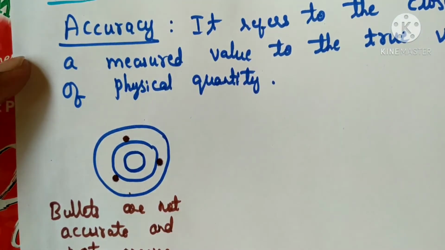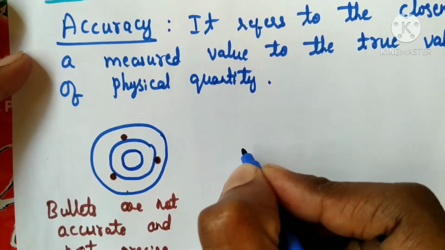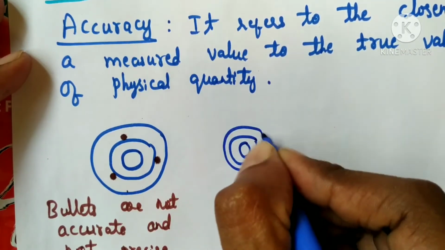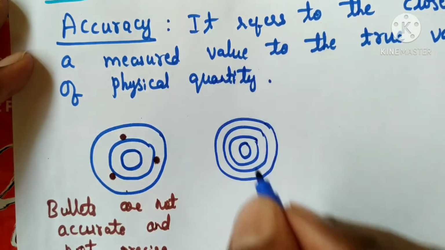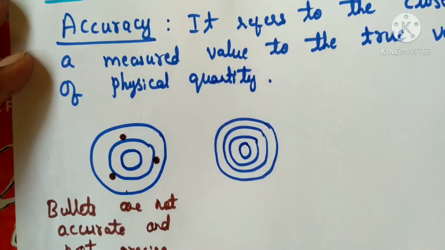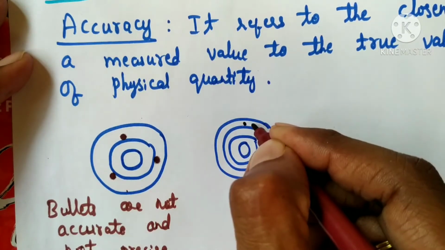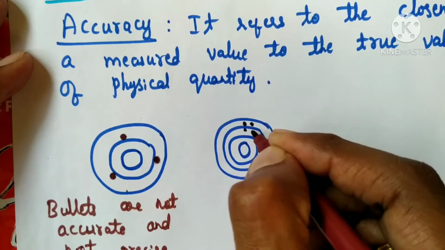So let me take another case. In the second case again I will repeat the same activity. Let us imagine this is a screen and this is a target. Okay, again I am sending the bullets from a gun. Okay, the bullets, they will come, and let us imagine I have sent 4 bullets. They will come and they will settle here.